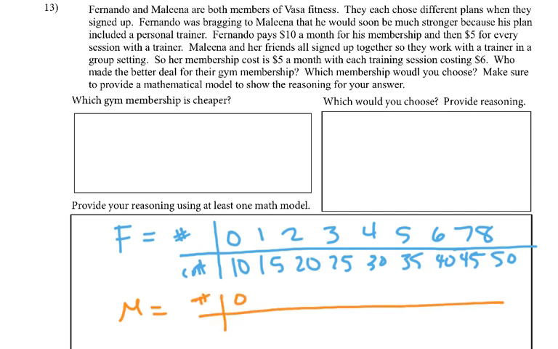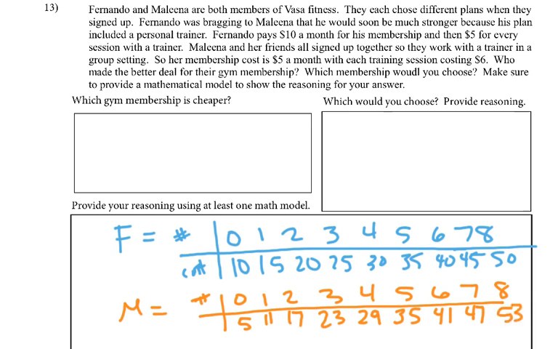Now for Melina, same idea. If she didn't meet with her trainer, it would only be $5. And then it would be $6 for the amount of times. So then it'd be 11, 17, 23, 29, 35, 41, 47, and 53. So what we should notice here is if they meet with their trainer 5 times, that's where they intersect, right? So, which gym membership is cheaper? Well, it depends, doesn't it?